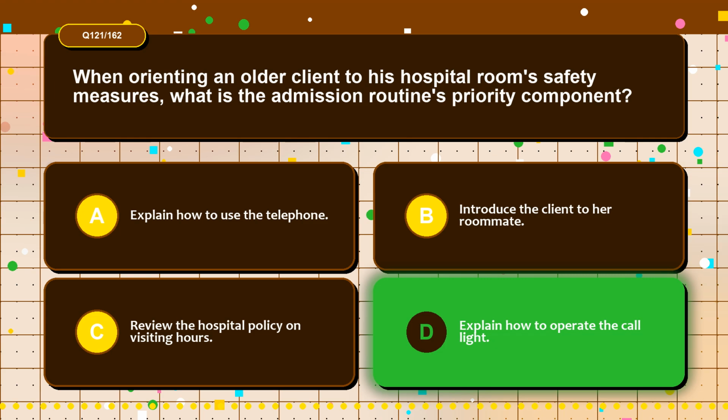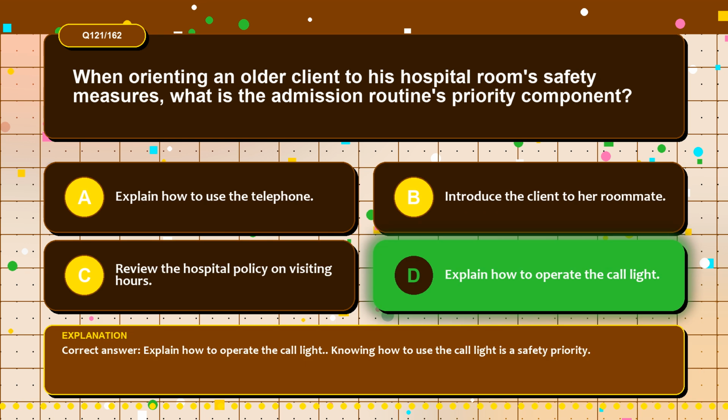The correct answer is option D. Explain how to operate the call light. Correct answer. Explain how to operate the call light. Knowing how to use the call light is a safety priority.